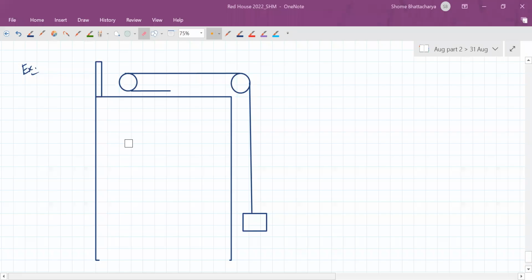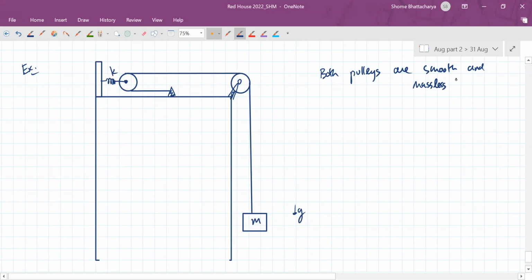Okay, so we've got this system here where both the pulleys are massless ideal pulleys. We've got a spring of constant K attached here. We've got a block of mass M. Both pulleys are smooth and massless. We want to find the time period for the vertical oscillations.